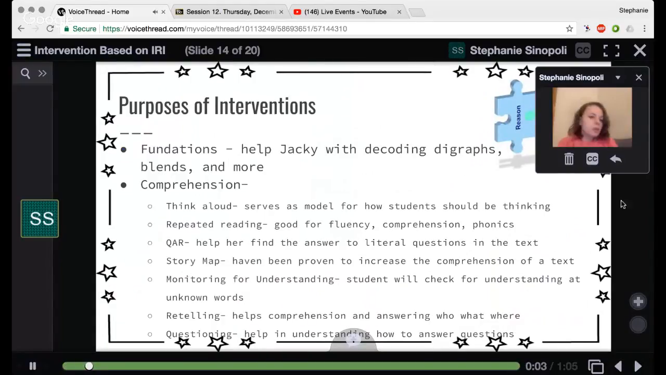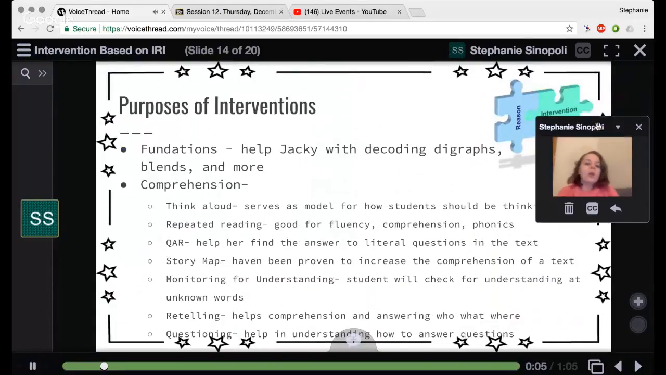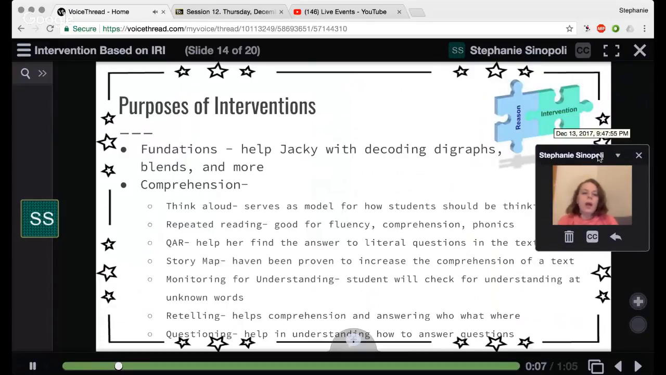So here are the purposes of the interventions. First off, the Foundations intervention will help Jackie with decoding digraphs, blends, and more, such as those that she struggled with, like string. And the Comprehension intervention will help through the Think Aloud. It will serve as a model for how students should be thinking. The repeated reading is good for fluency, comprehension, and phonics to test accuracy as well.